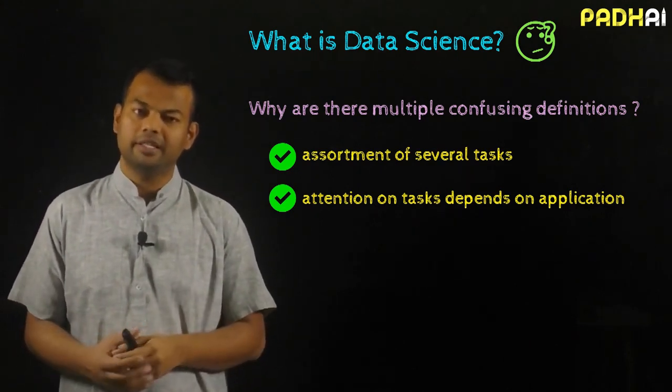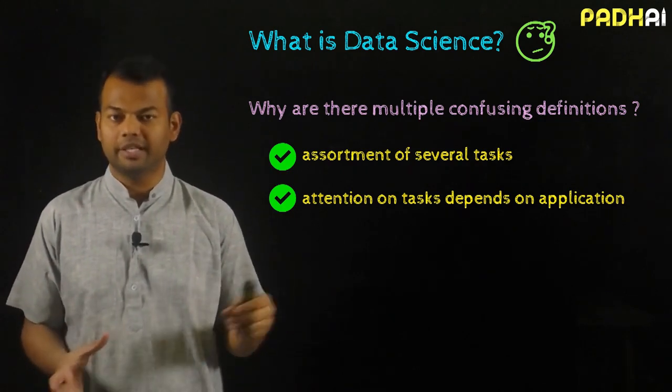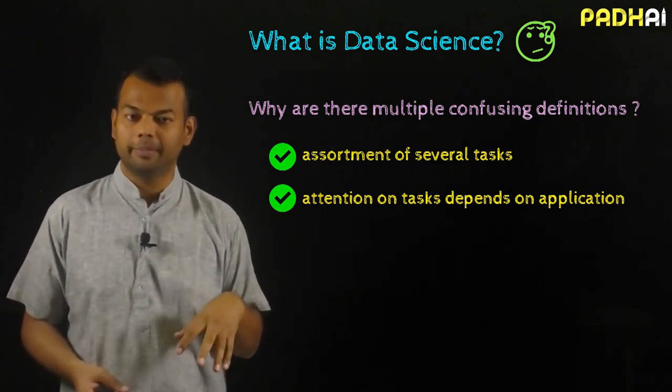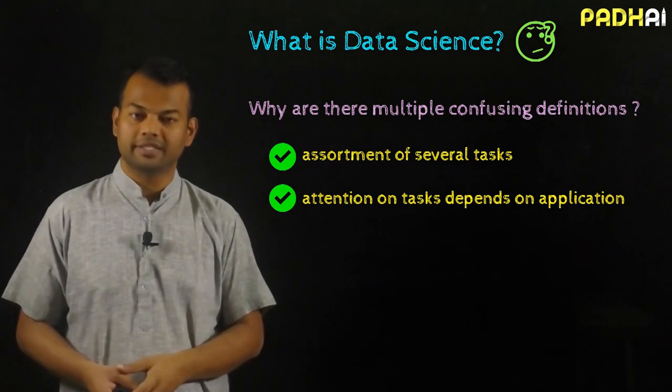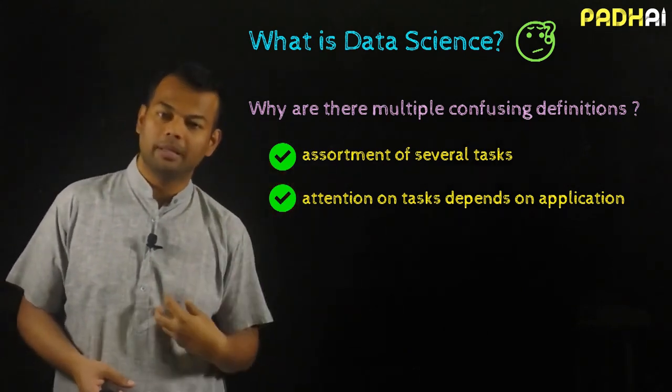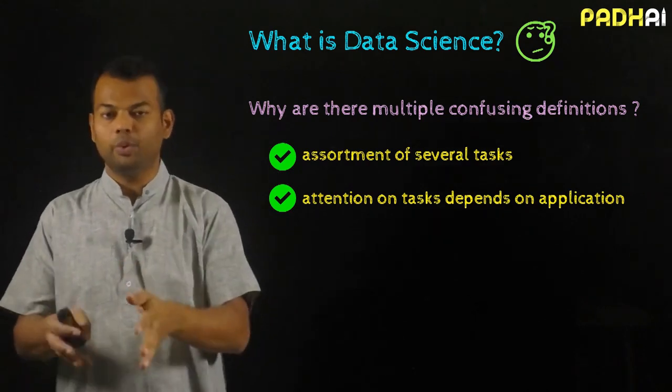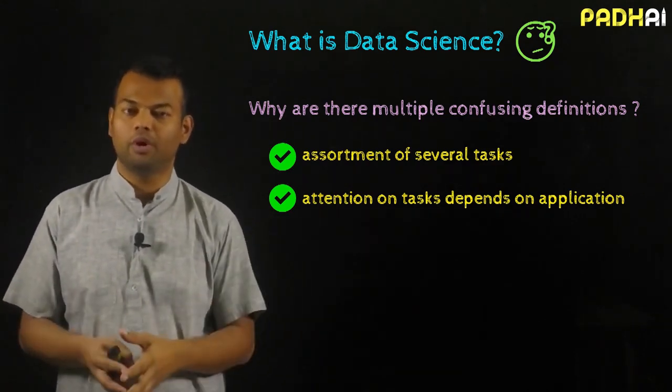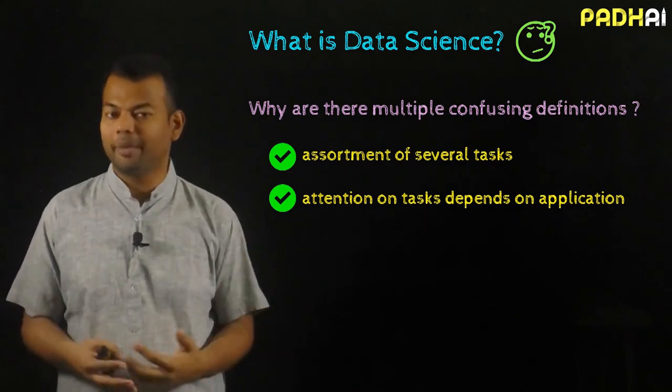One reason for that is that it's an assortment of several tasks. There are different tasks involved in the data science pipeline, and we'll tell you what these tasks are soon. And that's why it's not very clear who can call himself or herself a data scientist. You might be doing one or a few of these tasks that are involved in the pipeline and still say, okay, I'm a data scientist.